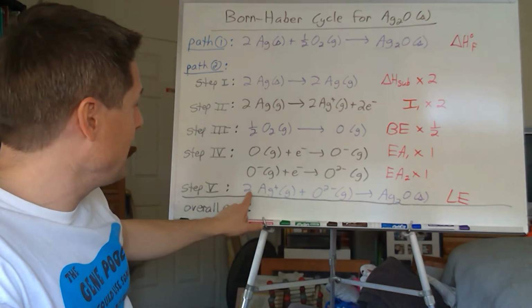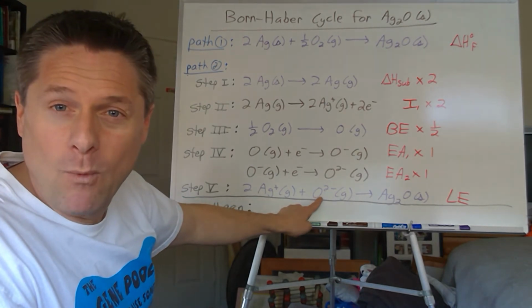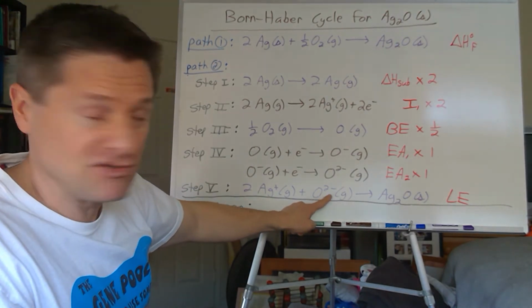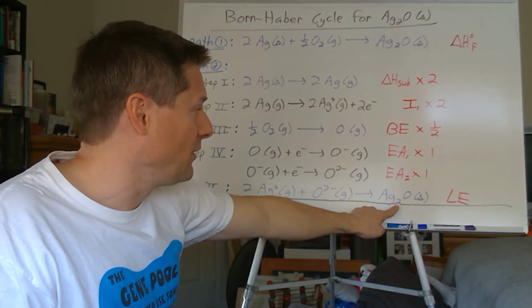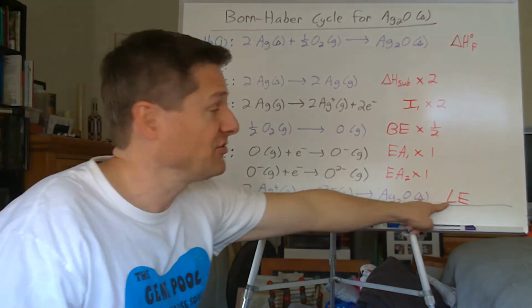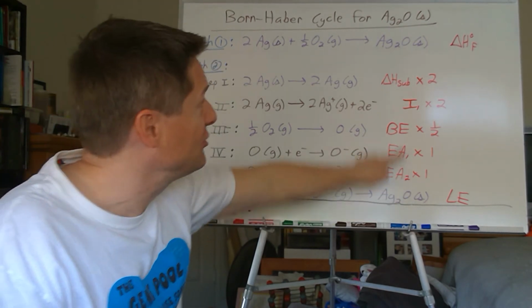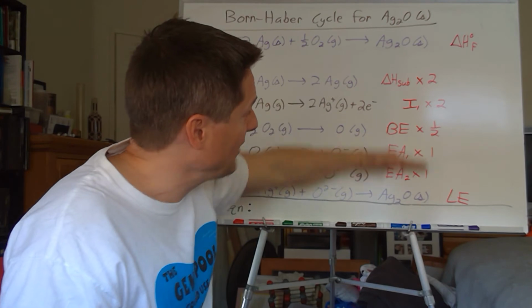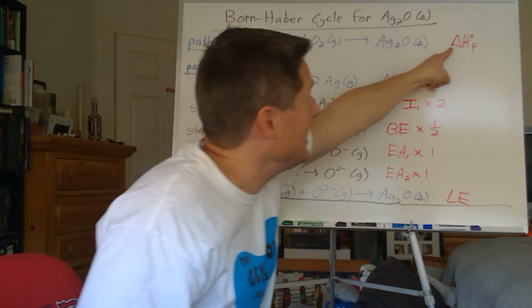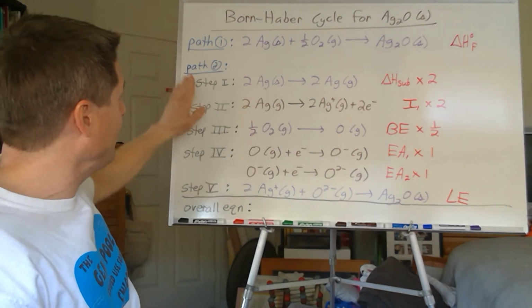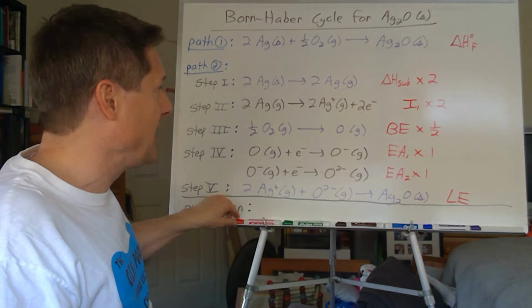All right, so now I've got my metal cation in the gas phase and my nonmetal anion in the gas phase. So I take my 2 moles of silver ions in the gas phase, combine that with my 1 mole of oxide with 2- charge in the gas phase, and I get exactly 1 mole of silver oxide solid, Ag2O. That's your lattice energy. So the sum, if I add all these equations, that value should equal that value. The sum total of path 2 should equal the total of path 1. That's Hess's law. So let's add all this together.